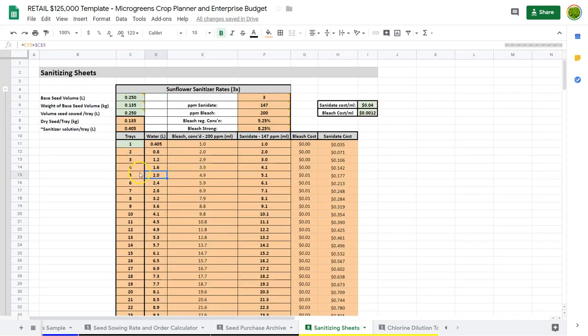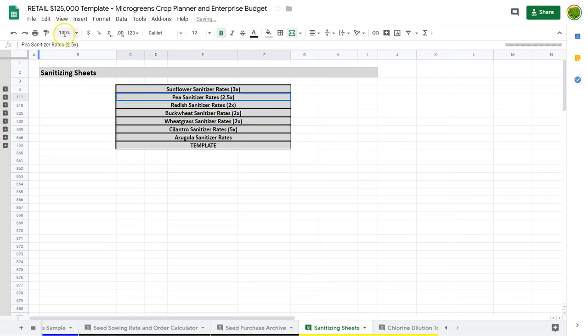And so this is basically for however number of trays you're sowing and whatever your sowing rate is. This just does a calculation if you're doing either a bleach sanitizing or Sanidate in this case, which is a peracetic acid. So all of these things are adjustable. You can put in your own sanitizers, your own figures. All this stuff is modifiable. But once again, if you start changing the orange cells, because a lot of things feed each other, you could be in for some trouble.